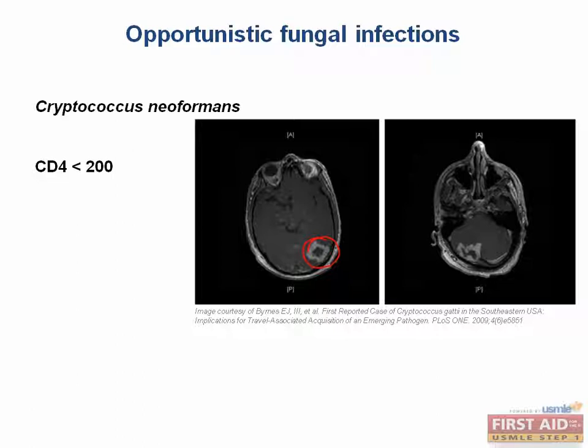Hang on a second. Can you think of another AIDS-defining illness that appears as a ring-enhancing lesion on brain imaging? I'm thinking of toxoplasmosis. We're going to cover toxo in more detail later, so hang on to that. Keep in mind that if you suspect a patient has cryptococcal infection, you're going to want to treat them with amphotericin B and flucytosine. You can also prevent meningitis in these patients with antifungal prophylaxis using fluconazole.